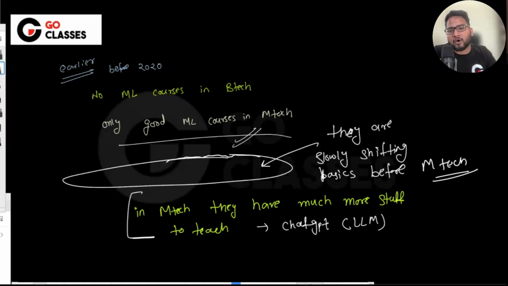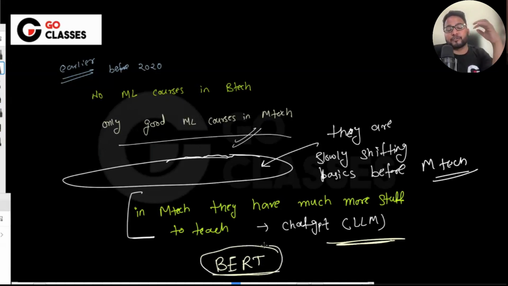So I hope you are getting my point. It is just because they have much more stuff to teach, right? See, when I did my MTech, there was no concept of large language model. Have you heard about BERT? There is something called BERT model. Anyone heard about BERT? Bidirectional embedding. Okay. This is some model which is now very basic for ChatGPT. I mean, you can say very basic version of ChatGPT. Okay, very basic version of ChatGPT.